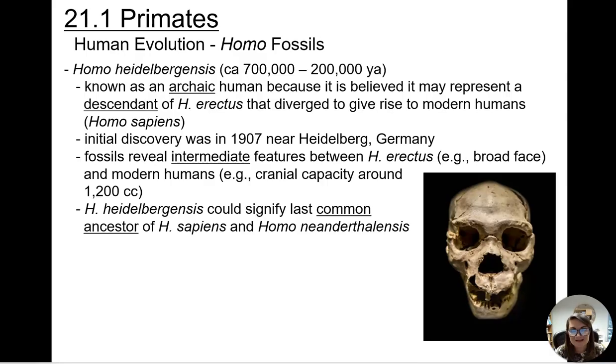Homo heidelbergensis is going to appear 700,000 to 200,000 years ago. These are known as the archaic humans because they're believed to represent the descendants of Homo erectus that diverged to give rise to modern humans, Homo sapiens. Their initial discovery was in 1907 near Heidelberg, Germany. Fossils revealed intermediate features between Homo erectus, which had a broad face, and modern humans, with a cranial capacity of around 1200 cc's. This species is going to signify the last common ancestor of Homo sapiens and Homo neanderthalensis.